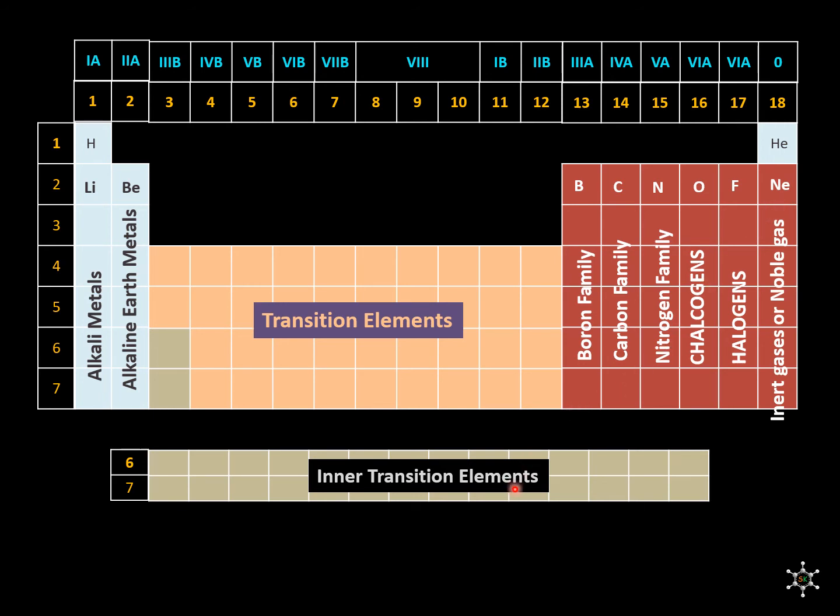Coming to the inner transition elements, sixth period inner transition elements are called lanthanides. Seventh period inner transition elements are called actinides.